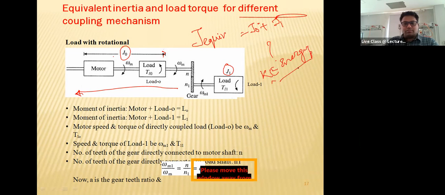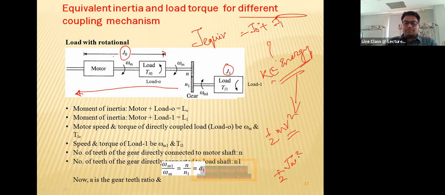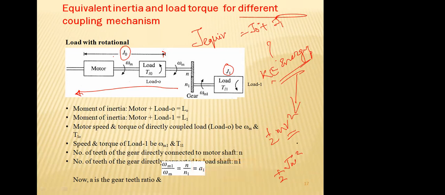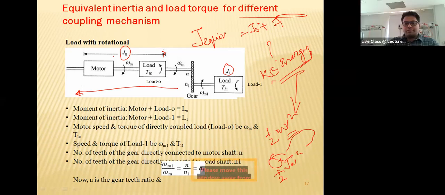This moment of inertia comes from the kinetic energy equation, like half m v square for linear motion, and for rotational motion we have half J omega square. Is it not so? Yes, this is for the rotational. So that's why we have to calculate this.